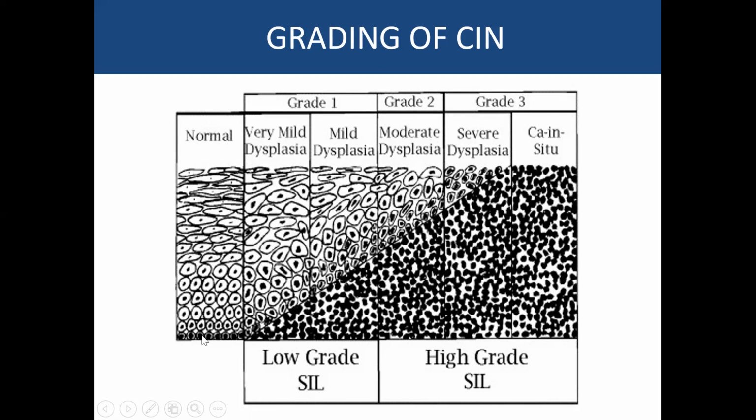Now, if a virus infects the cells at the base, remember, it could lead to low or mild dysplasia. Now look at the mild dysplasia. In mild dysplasia, if you divide the epithelium into three equal parts, so one, two, three equal parts.